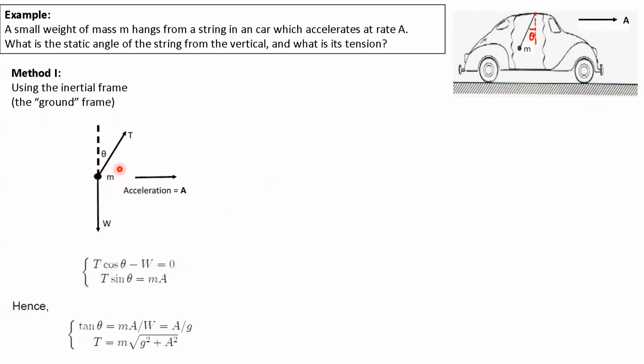And then the horizontal component of the tension has to give the force to make this ball accelerate. So T sine theta has to equal ma. Then just solving these two equations with two unknowns, I get theta and also the tension. In this method, nothing is new. I believe that you might have seen this.